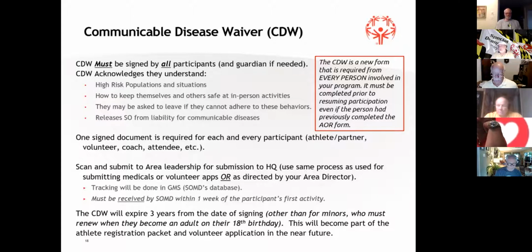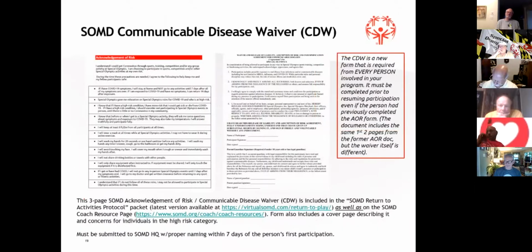It does have to be actually signed with that. And again, they expire after 3 years, just as with the volunteer screening or background check and such. If they are a minor, they need to do a new one of these when they turn 18, because then they can sign for themselves. But again, it's required for that.